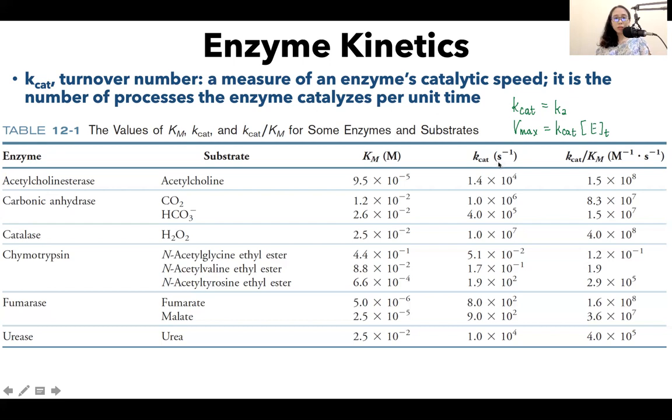In this table, we see some values of Kcat. We see here carbonic anhydrase, which has relatively high values. If it catalyzes the conversion of carbon dioxide to bicarbonate, then we have 1 times 10 raised to 6, meaning it performs the catalysis 1 times 10 raised to 6 times per second.